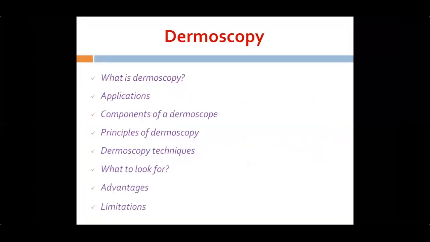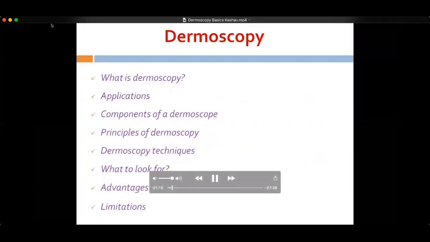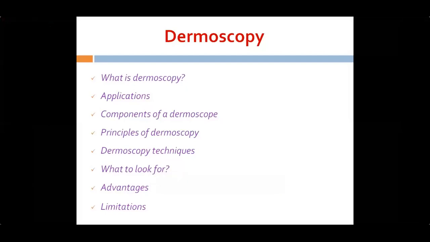So I'll start with a very basic question of what is dermoscopy. Then I'll discuss what are the applications of dermoscopy, what are the components of a conventional dermoscope, what are the principles involved in dermoscopy, and what are different techniques of dermoscopy. Once we are aware of this, then I'll try to touch upon what to look for in a lesion through the dermoscope, how to describe the findings of dermoscopy, and end up with discussing certain advantages and limitations of dermoscopy.